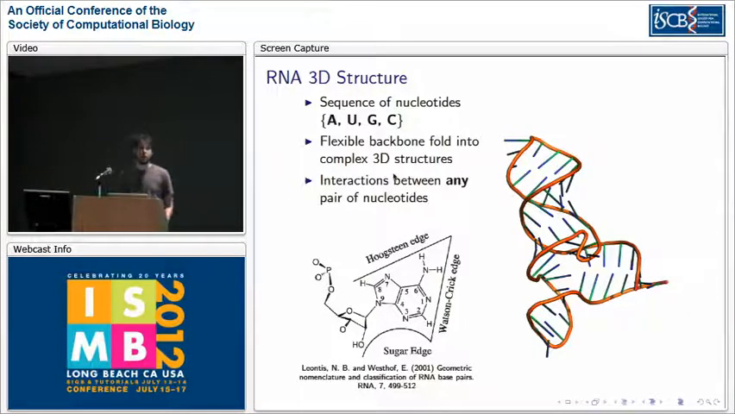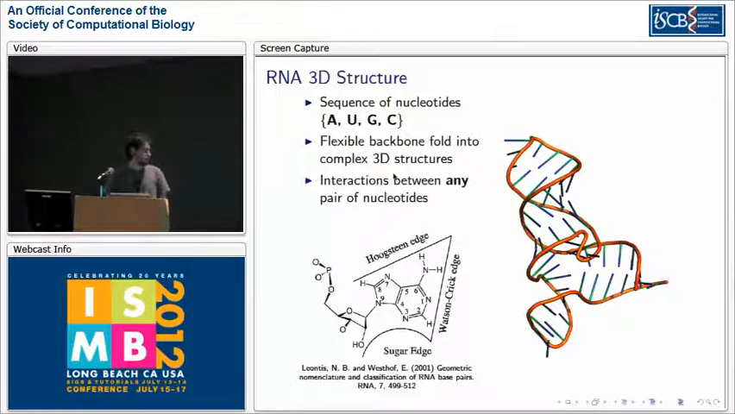So as you all know, RNA is composed of a sequence of nucleotides, AUGC. And what's particularly interesting about RNA is that it has an incredibly flexible backbone. And it is single-stranded, allowing it to have some really, really weird conformations. Also, usually we hear that only GU or AC nucleotides bond together, but in fact, any nucleotide can bond with any other nucleotide. And when we look at the 3D structure, what's interesting is the geometry of those interactions.